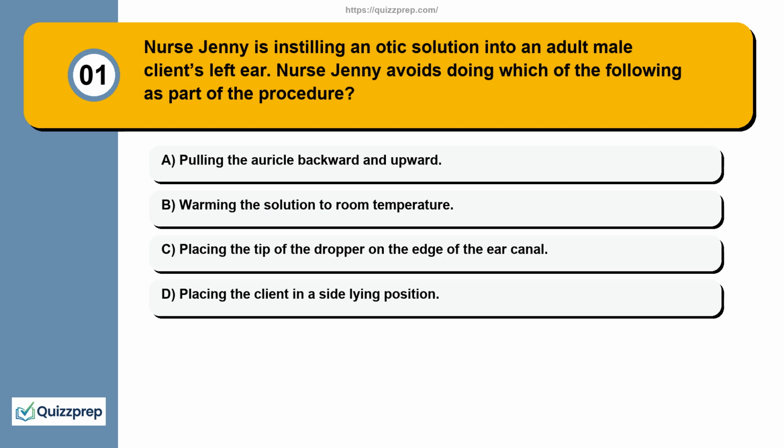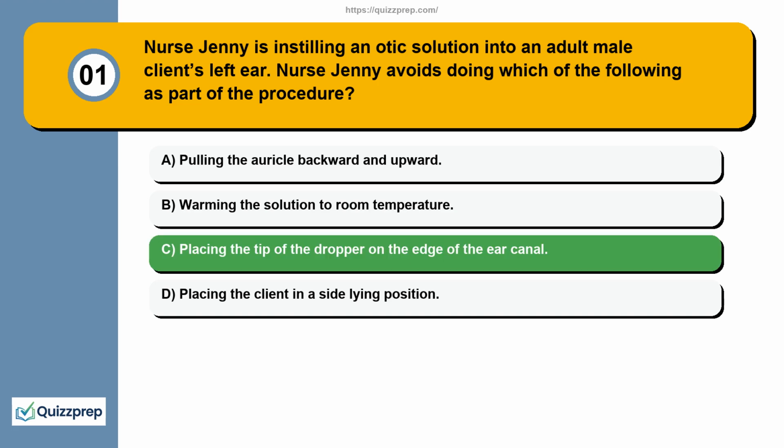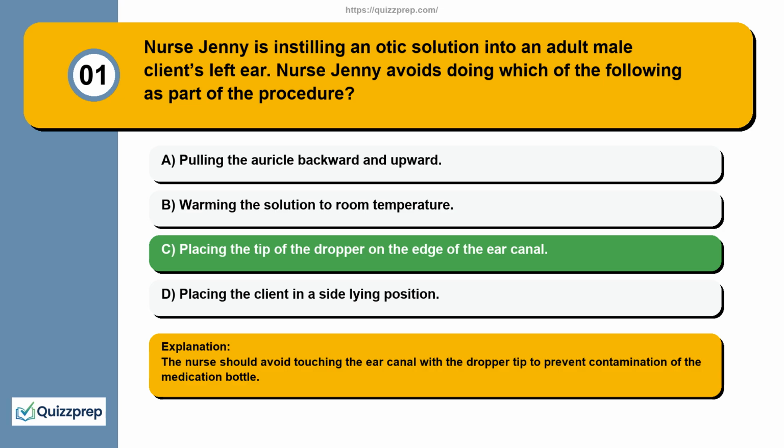Question 1. Nurse Jenny is instilling an otic solution into an adult male client's left ear. Nurse Jenny avoids doing which of the following as part of the procedure? Pulling the auricle backward and upward, warming the solution to room temperature, placing the tip of the dropper on the edge of the ear canal, placing the client in a side-lying position. The nurse should avoid touching the ear canal with the dropper tip to prevent contamination of the medication bottle.